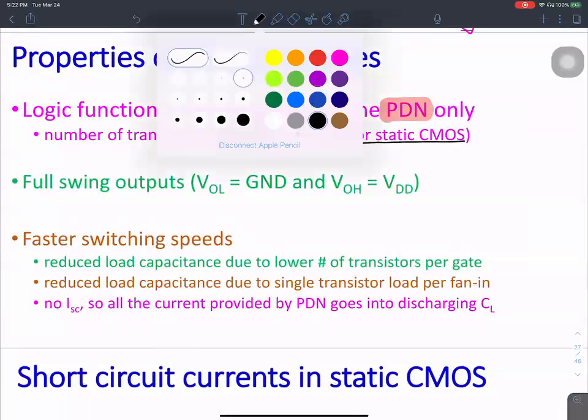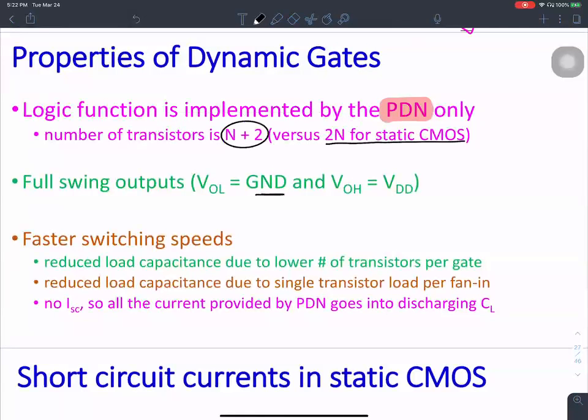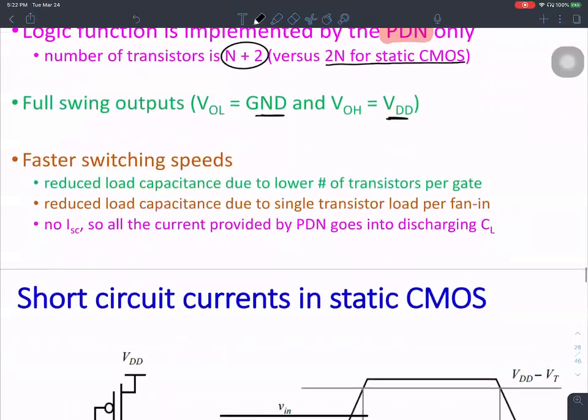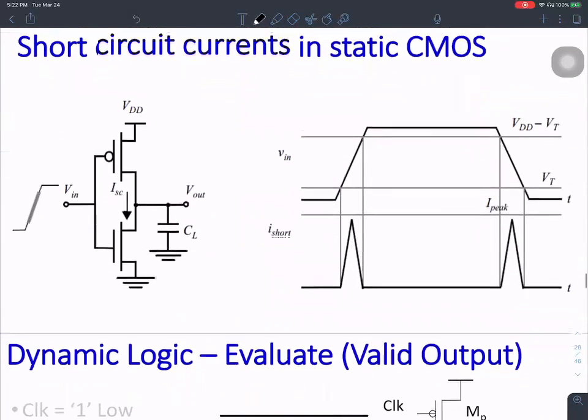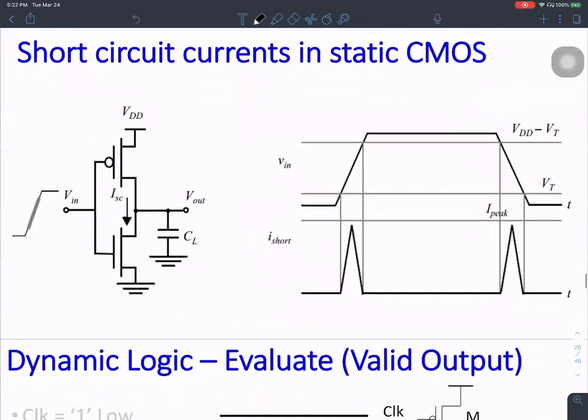Okay, and there is full swing outputs all the way from ground to VDD, and then there is faster switching speeds because the PMOS transistors are absent. A lot of load capacitance is absent. In addition to that, there is no short circuit current.